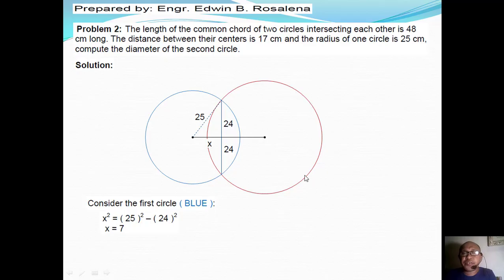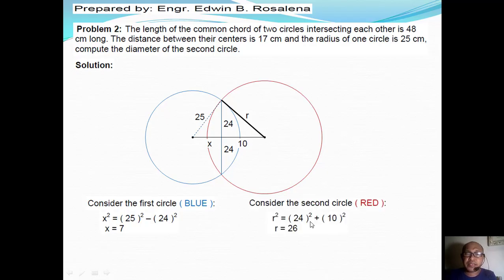So the question is to solve for the diameter of the second circle. I will start with the radius. For the second circle, this is the radius r. Since this is 17, and then we have here 7, the remaining distance is 10. I can also consider this triangle from the red circle. So r squared is equal to 24 squared plus 10 squared, so r equals 26. Therefore, the diameter is equal to 2r, and this is equal to 52 centimeters.